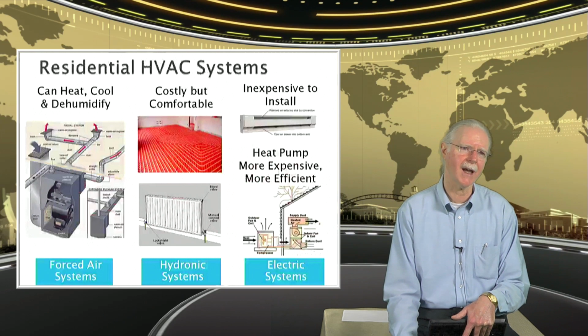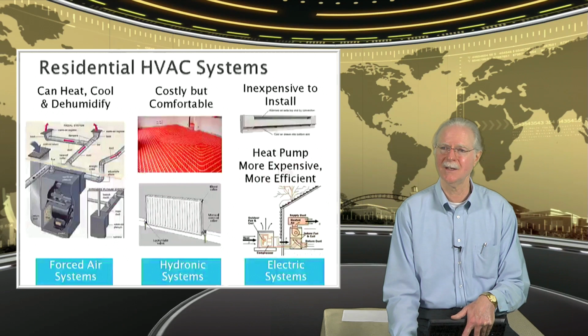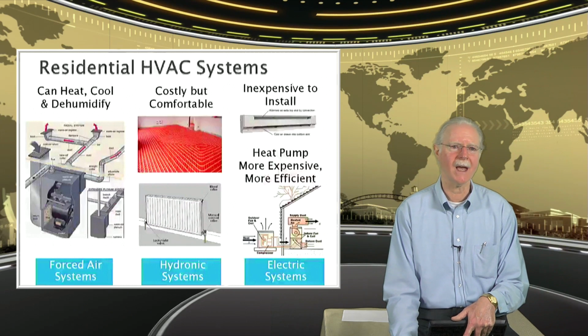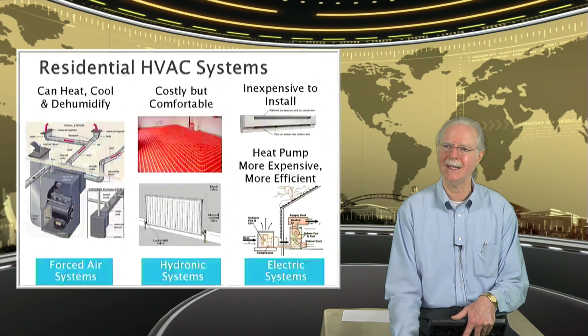So on the right-hand side, I've got two kinds of electric systems. The one at the top is the simplest and least expensive system that you can find to heat a residence. You use electricity to heat up a wire, air moves across that hot wire, and you now have a warmer space. Now the challenge with that is it tends to be a very expensive way to heat because of the inefficiency of distribution of energy.